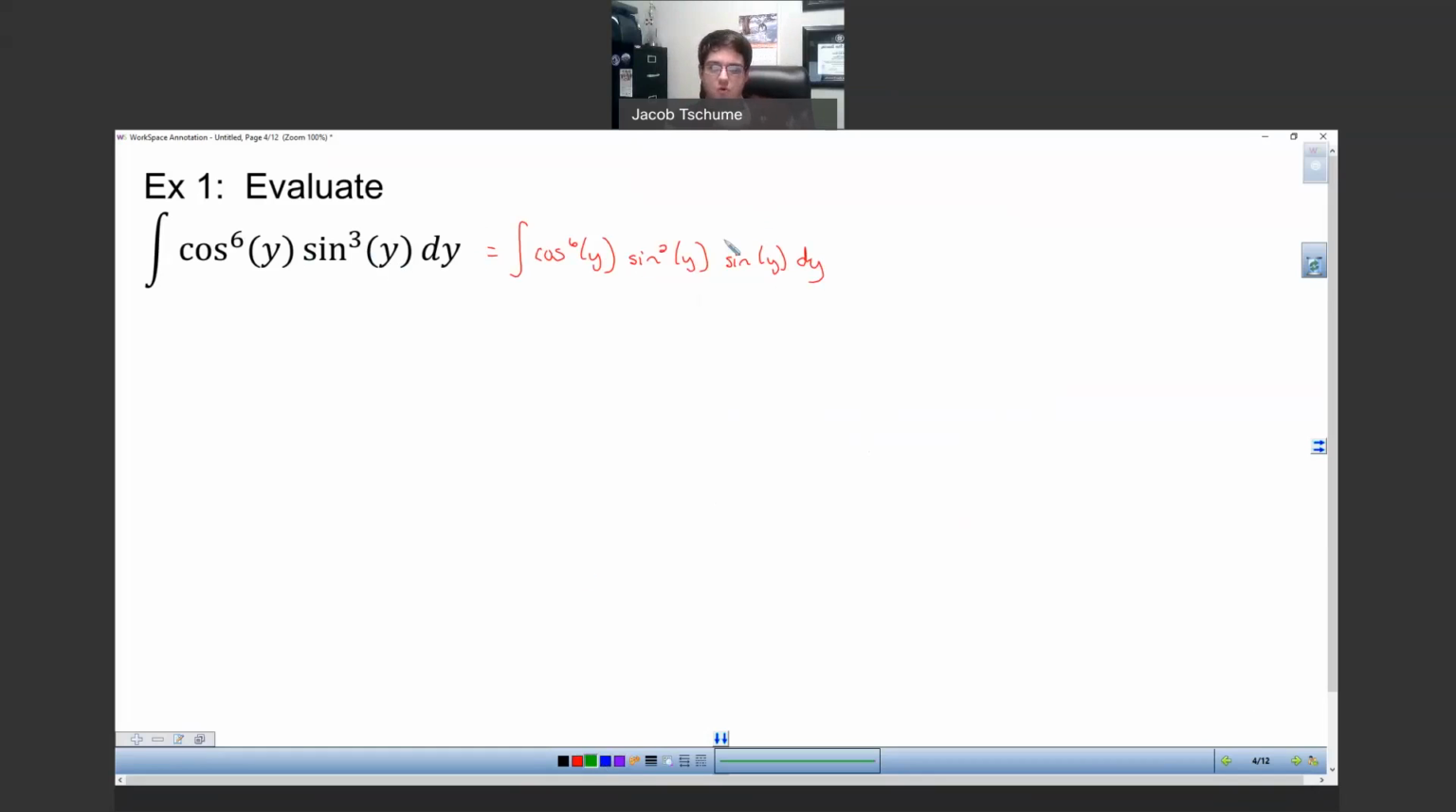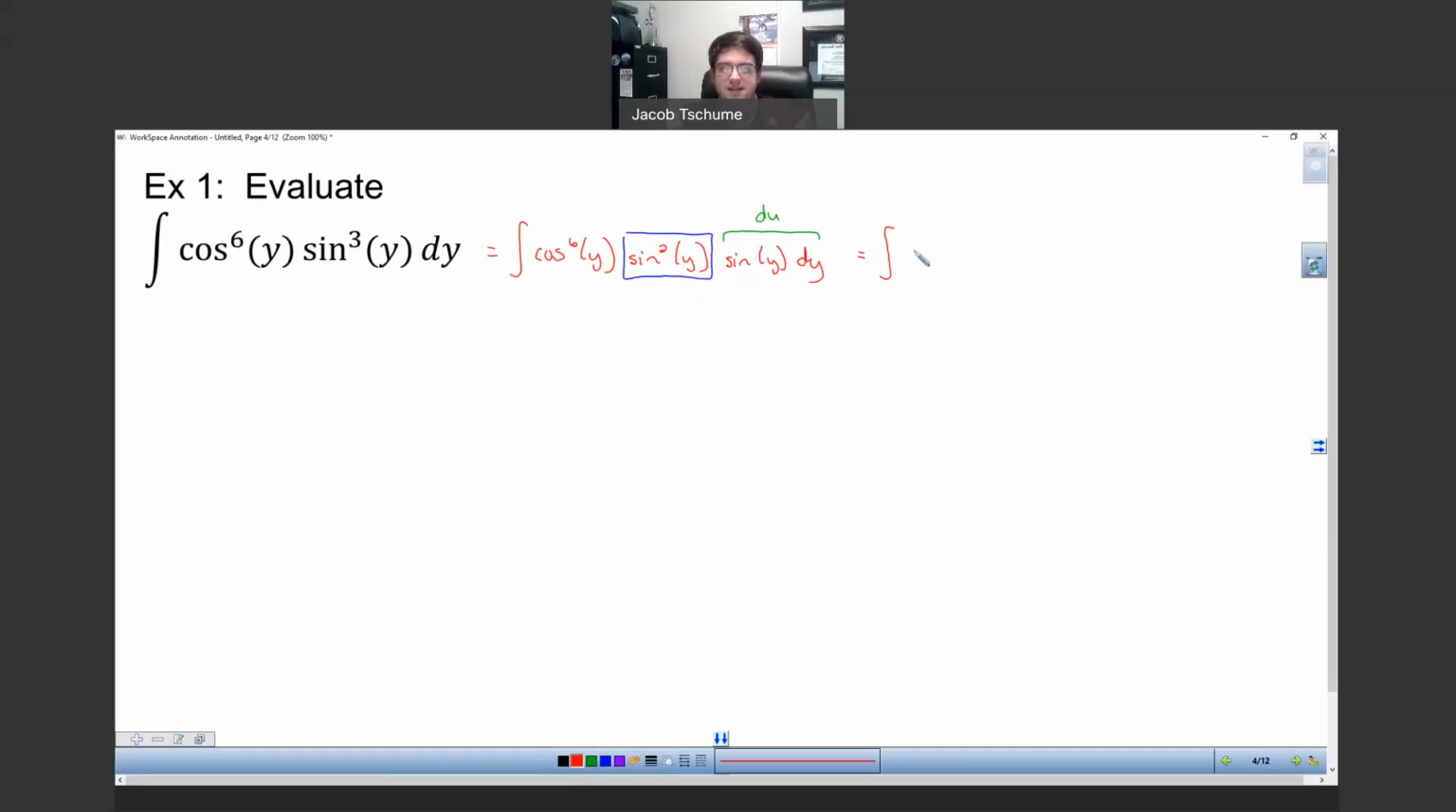Now remember, your ultimate goal is you want this sine of y dy to go away when you do your U-substitution. But the only way that's going to work is if you can rewrite this sine squared that's left over in terms of a cosine function. That's where you have to use the variation of the Pythagorean identity.